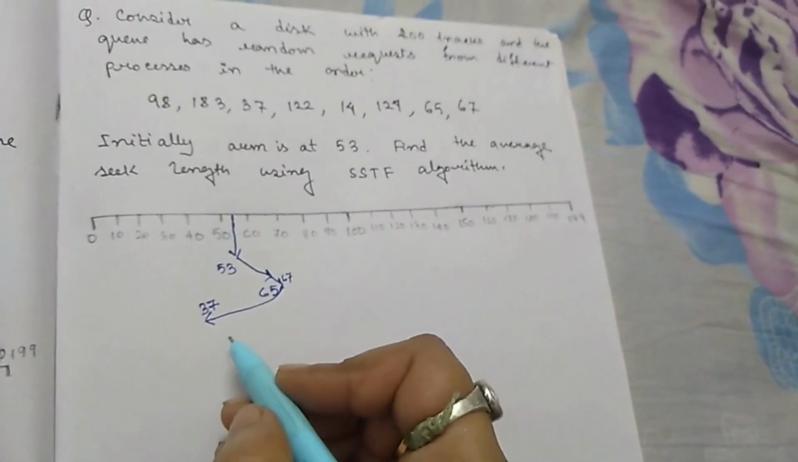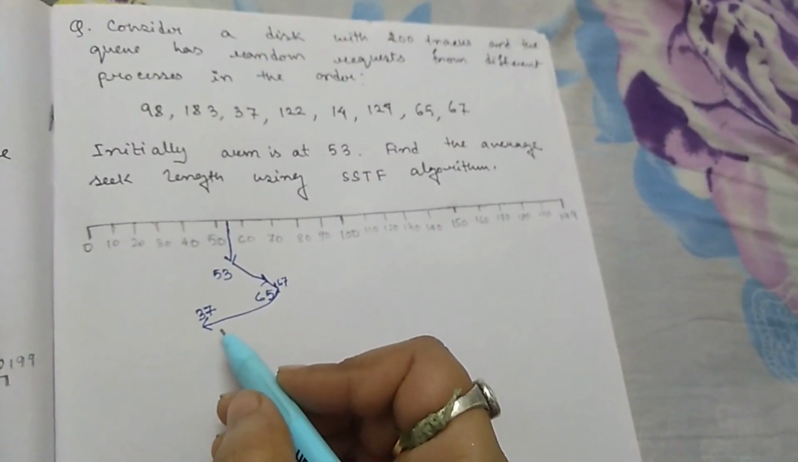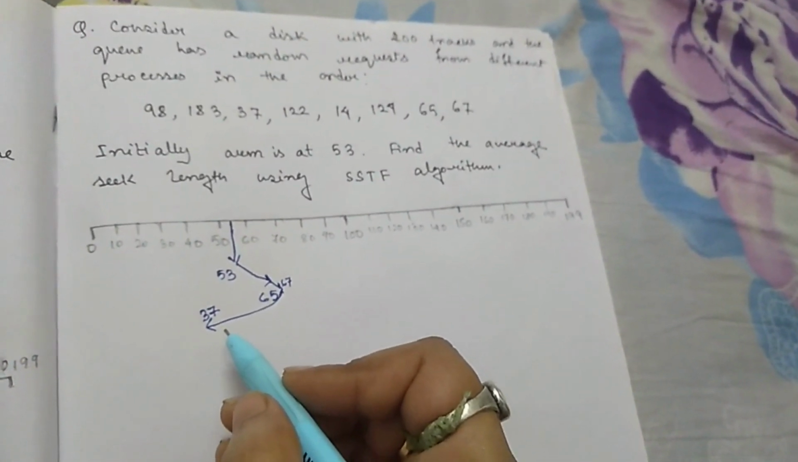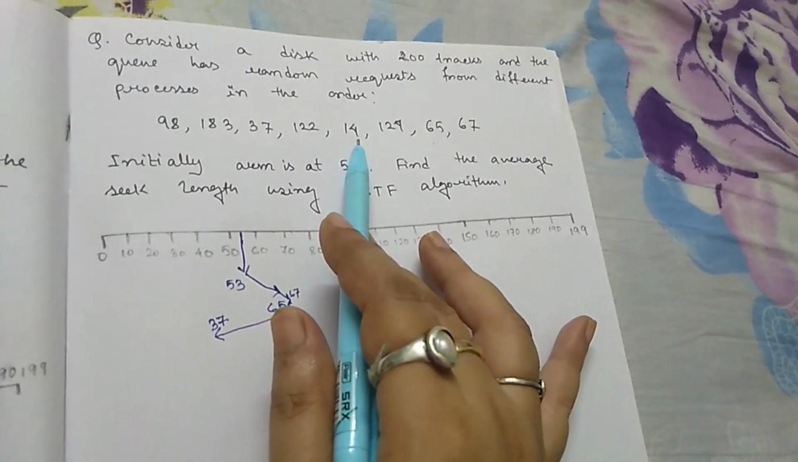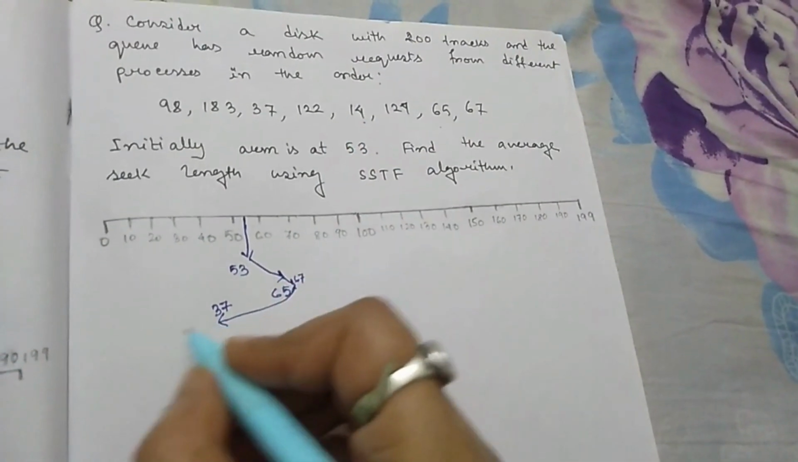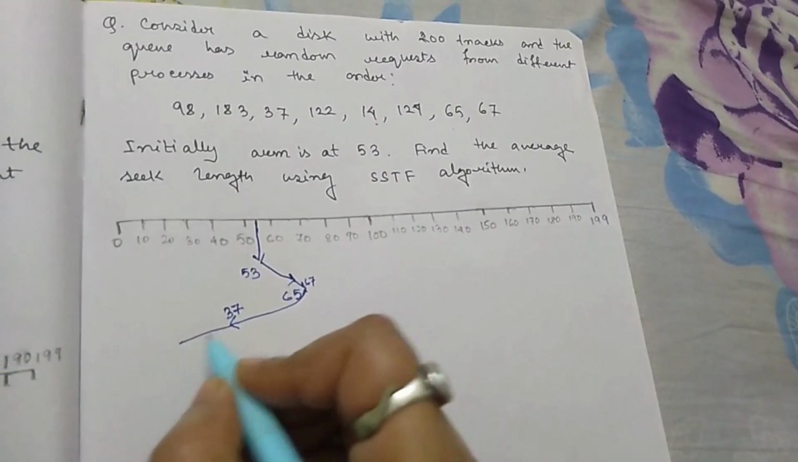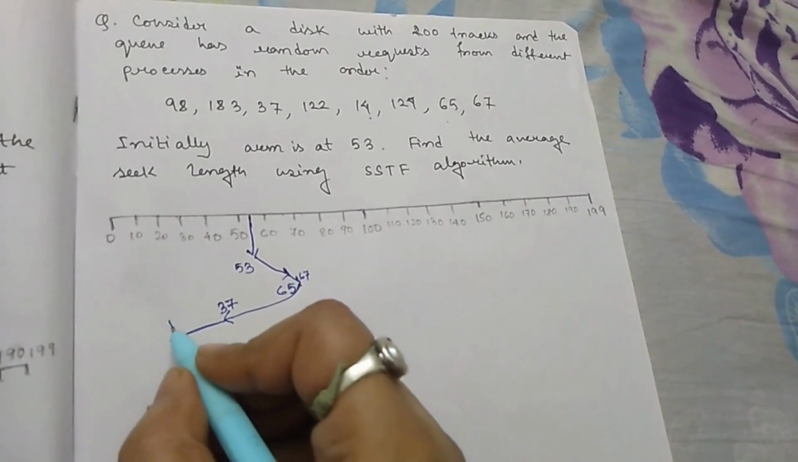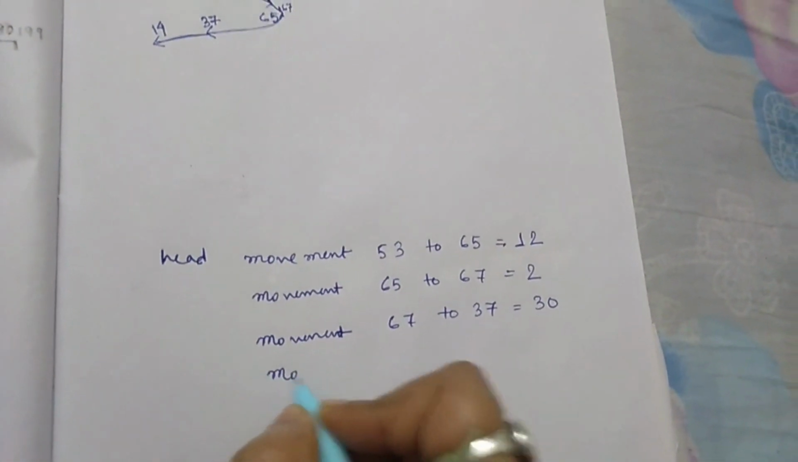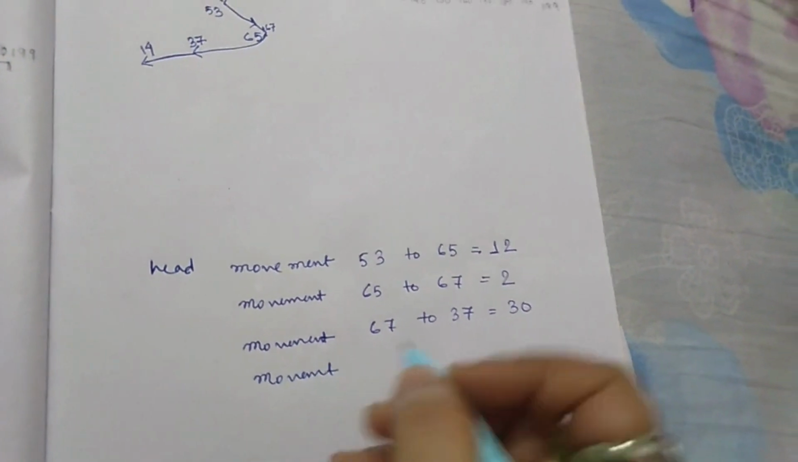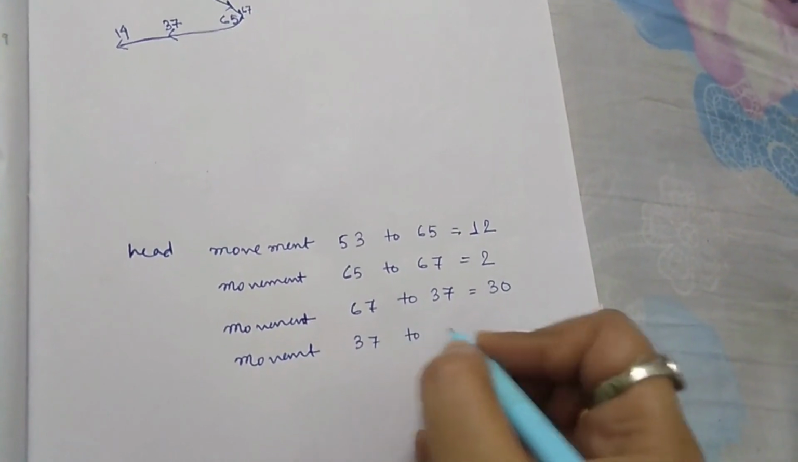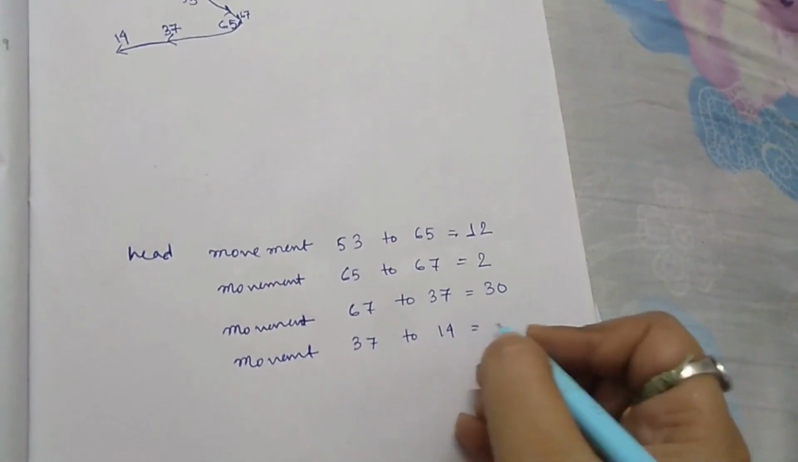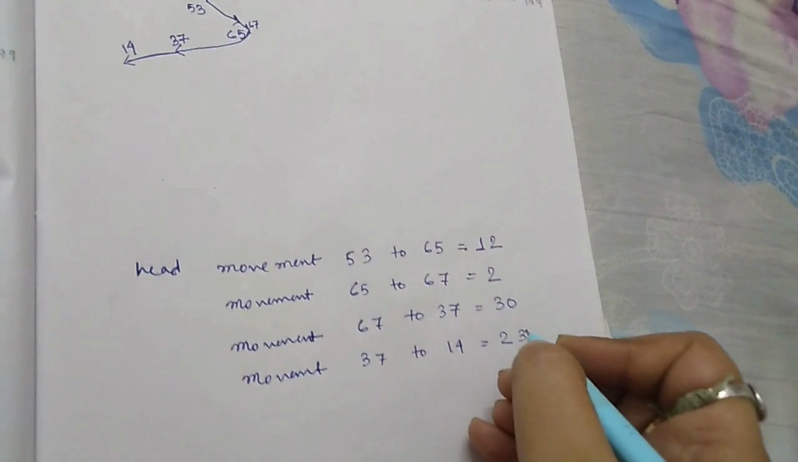Next we find the nearest job to 37. The nearest job to 37 in this queue is 14. So we draw 14 as the next nearest job, and again we calculate the head movement. The head movement is 37 to 14, and the gap is 23.